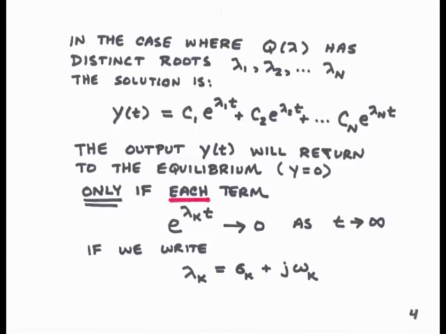So the condition for asymptotic stability is that each e to the lambda k t goes to 0. And you should begin to ask yourself the question, under what conditions on my characteristic values, lambda k, will each one of these go to 0 as time goes to infinity? Let's start to answer this question. We'll write lambda k in terms of its real and imaginary parts. So lambda k equals sigma k plus j omega k.